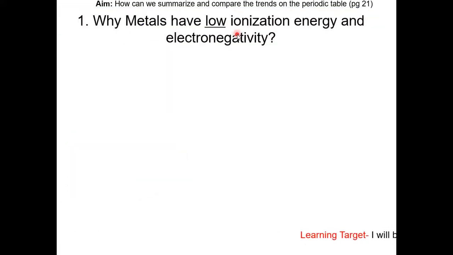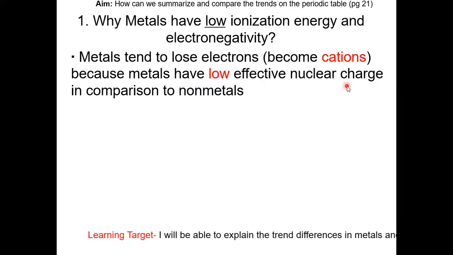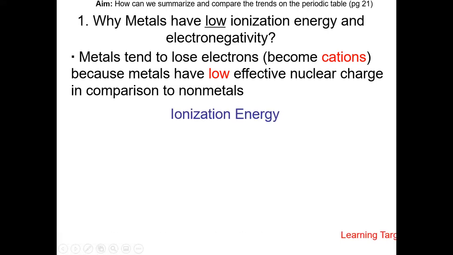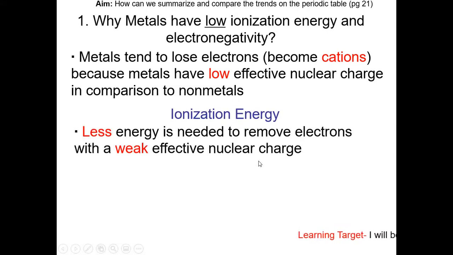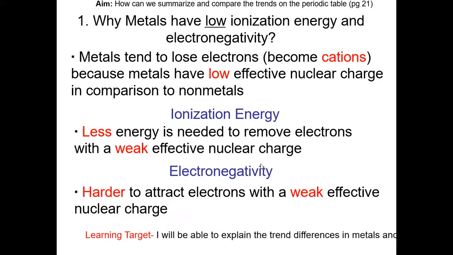So why do metals have low ionization energy and electronegativity? You should know by now that metals tend to lose electrons and become cations. The reason for this is because metals have low effective nuclear charge in comparison to nonmetals. It is easier to lose electrons when you have a weak nucleus. For ionization energy, since metals have relatively weak effective nuclear charge, you don't need a lot of energy to remove the electrons. For electronegativity, with a weak effective nuclear charge, it's much harder to attract an electron in a chemical bond.